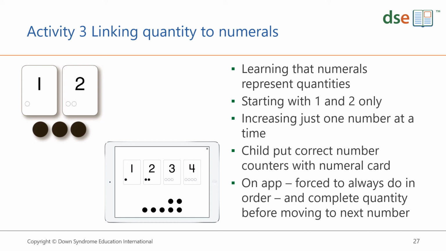But also on the app, the child is forced to complete the quantities in the correct order before moving on. So you've got to do 1, then you've got to put 2 counters on 2. You've got to put 3 counters on 3 before you can put anything on 4. So it's forcing the child to pay attention to the exact quantity that goes with each spoken word and numeral. Okay. And again, it's forcing this in 1, 2, 3, 4 order over and over to start with. Once the children have really got it, obviously you can randomize the games.